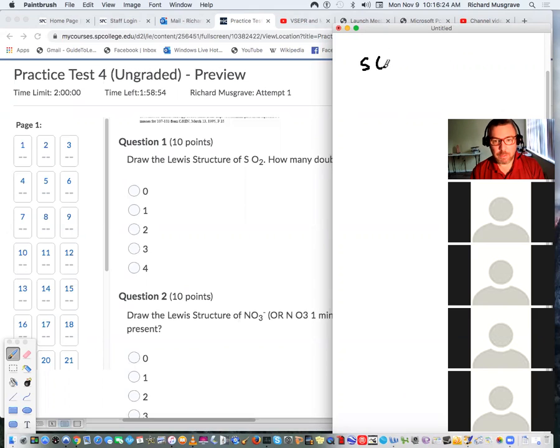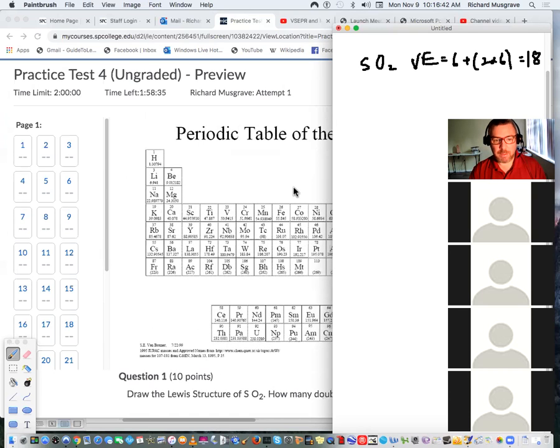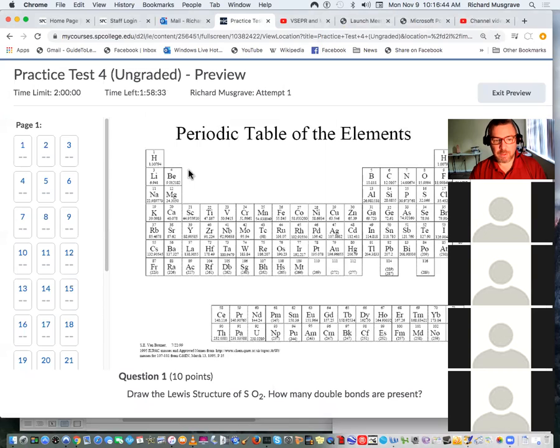So we're looking at SO2 first. The valence electrons there is going to be 6 plus 2 times 6, and that's 18. That's because both S and O are in group 6 on the periodic table. I know the group numbers aren't placed here on the periodic table, but you can put them in if you want to. 1, 2, 3, 4, 5, 6, 7, and 8.